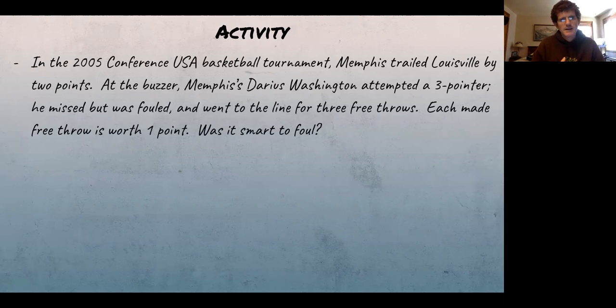In the 2005 Conference USA basketball tournament, Memphis trailed Louisville by 2 points. At the buzzer, Memphis's Darius Washington attempted a three-pointer. He missed, but was fouled and went to the line for 3 free throws. Each free throw is worth 1 point. Was it smart to foul?